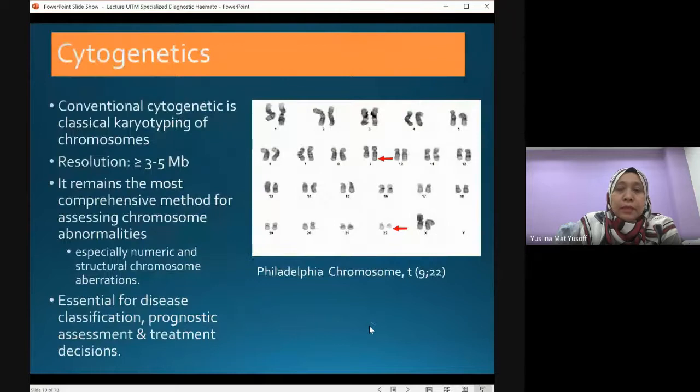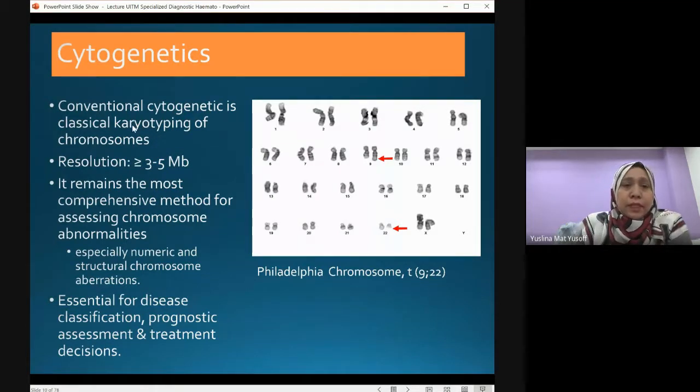So what's next? Now we move to the advanced test, the cytogenetics. This test is actually not so much for the diagnosis. It is more on the prognostication. The diagnosis can already be made by the bone marrow aspirate and trephine biopsy and also flow cytometry findings. But some cytogenetic findings can help for diagnosis, for example, this Philadelphia chromosome.